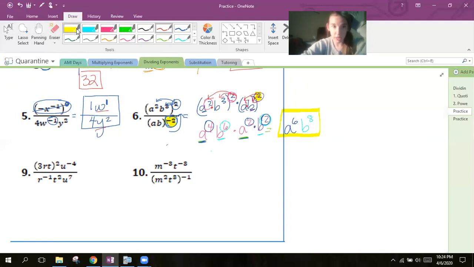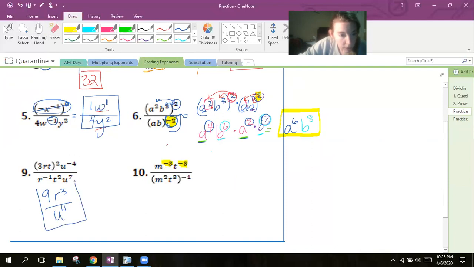So first thing I notice is I have these negative. Well, for those of y'all that want to work them all out, I'll write the final answer. So the final answer for 9 is 9r cubed over u to the 11th power. If you want to work that out, you can. All right, and then, so 10, I notice I have a negative 3, and this negative 1.